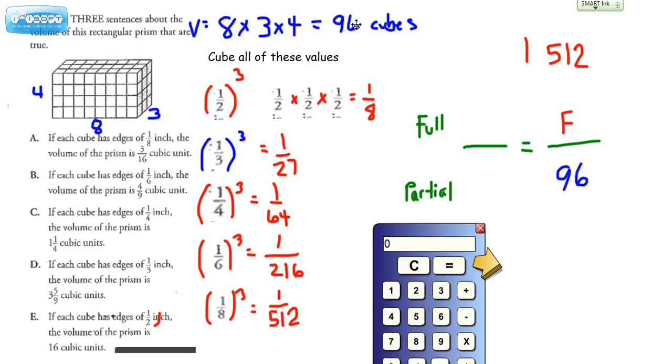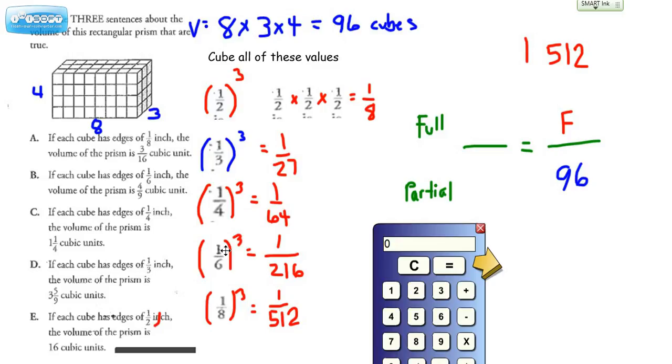Now the strategy that I recommend for figuring out which 3 we're going to pick is the idea of proportional reasoning. And if we plug this into our proportion, because in class we studied how we would use how many full cubes and how many partial cubes, because these are all partial units, right? 1/8, 1/6, 1/4, 1/3. They're all less than 1. So we would want to think about what these values are cubed. We want to cube all these values of the partial inch cube for each one.